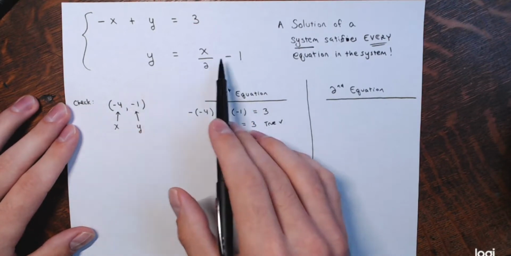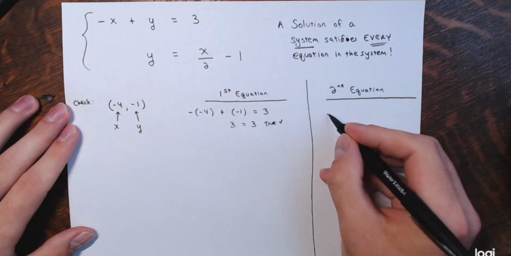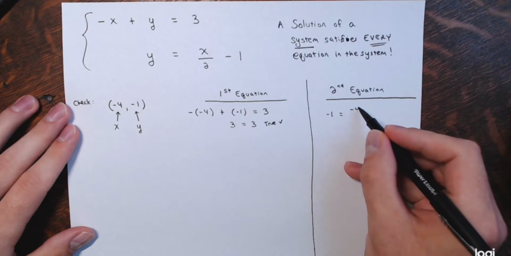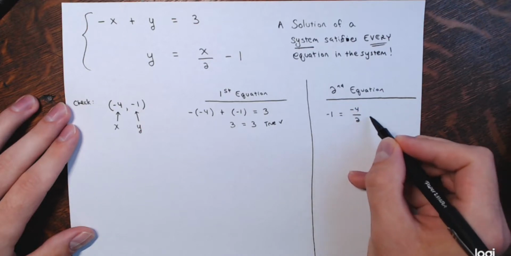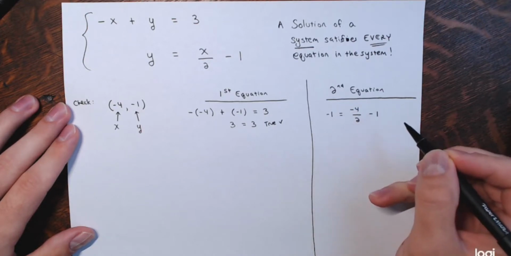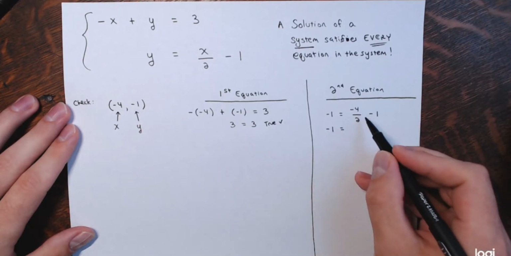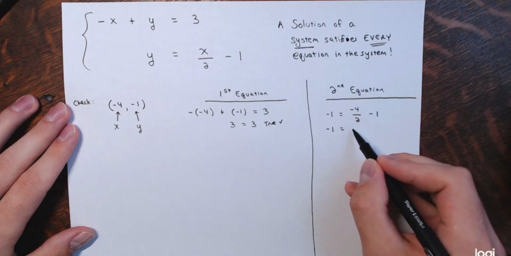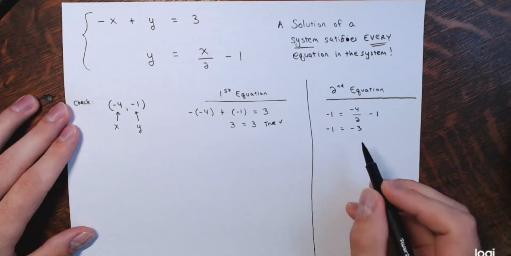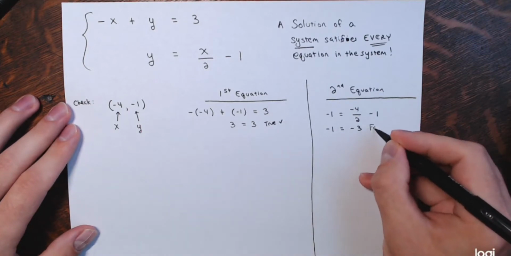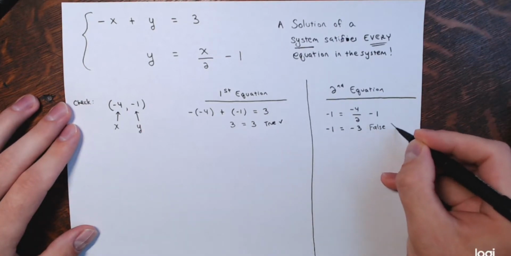So the second equation: y, or negative 1, equals x, negative 4, divided by 2, minus 1. So the left side is negative 1. The right side would be negative 2 minus 1, which is negative 3. We have negative 1 equals negative 3. That is a false statement. So a big X there.